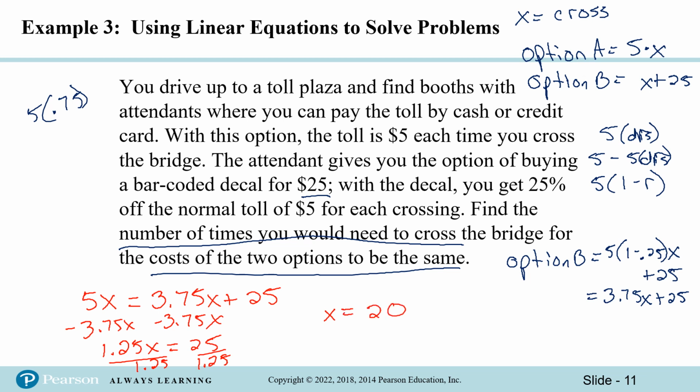So you'd have to cross the bridge 20 times in order for the two different options to be the same. If you cross very infrequently, then you're probably better off just paying the $5 each time. But if you're crossing several times a day, then option B would definitely be the way to go.